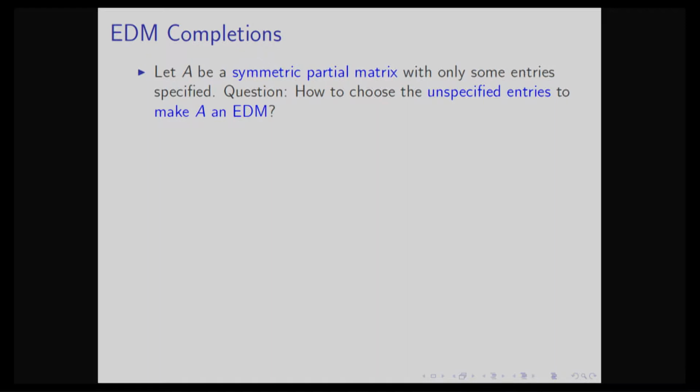Okay, EDM completion. This problem has received a lot of attention recently, especially matrix completions in general. So I'm going to say a little bit about it. If you have a matrix A, a symmetric partial matrix, some of the entries of A are given and some are not given, and it's symmetric in terms of the specified or given entries. The question here is, how do you choose the unspecified entries? The entries which are not specified, you want to choose them in such a way that the resulting matrix is EDM.